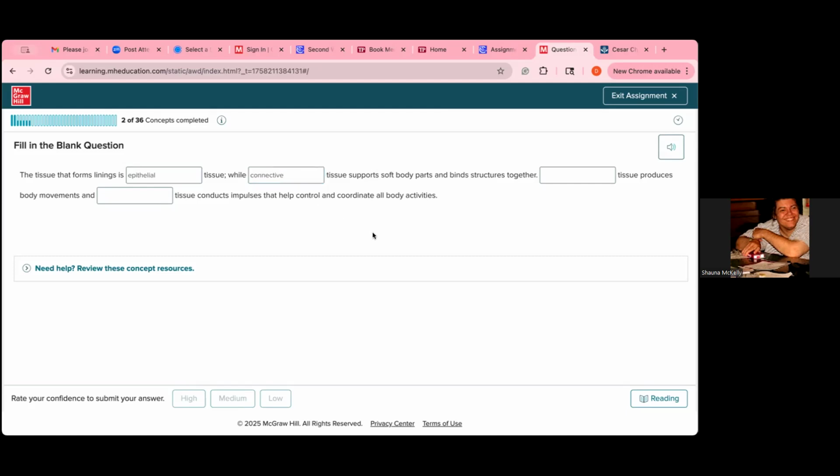Okay. Blank tissue produces body movements. What kind of tissue? I think it would be muscle. That's muscle tissue, right?